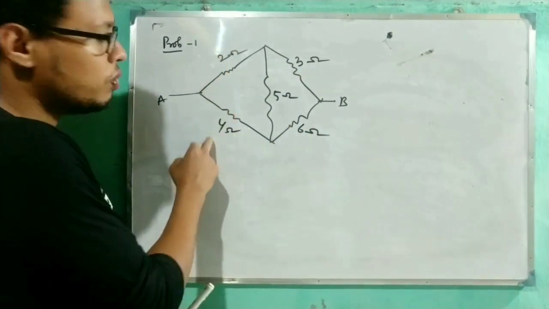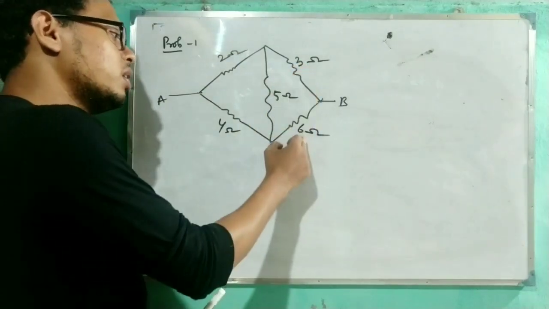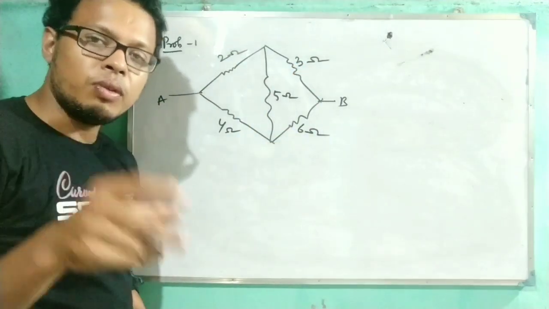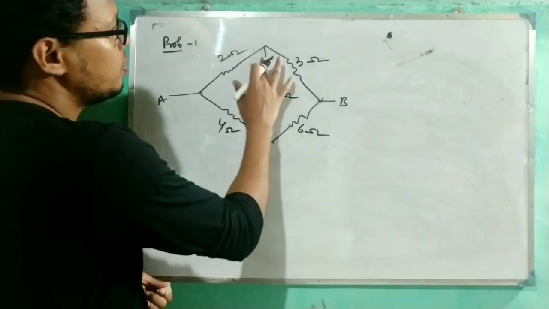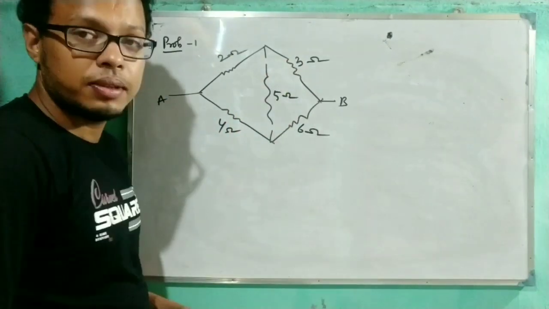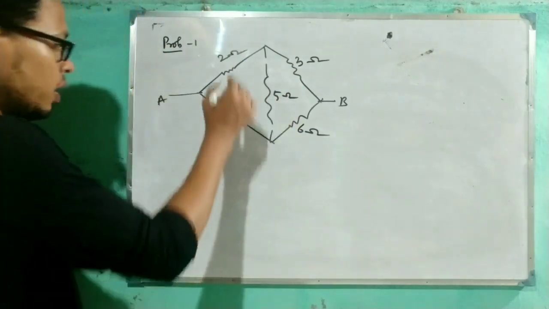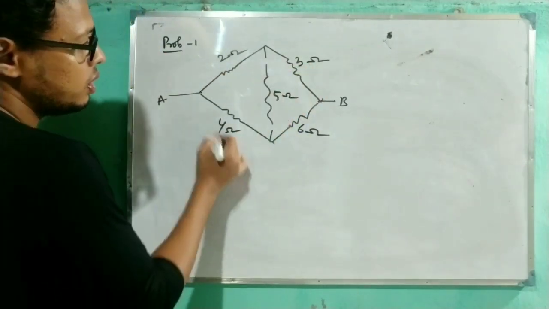Otherwise, 2 by 4 equals 1 by 2 and 3 by 6 is also 1 by 2. So now we can apply the Wheatstone principle, which means we can neglect this resistance. No current is flowing. Now these two are connected in series, and these two are connected in series.